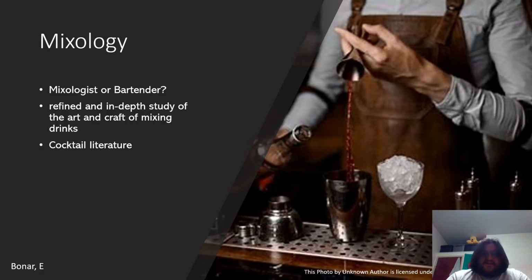So who exactly is making these drinks? Well, mixology is a refined, in-depth study of the art and craft of mixing drinks, commonly referred to as cocktail literature, with the glass being the paper and the spirits and ingredients being the pen. So a common question is, mixologist or bartender? Every mixologist is a bartender, but not every bartender is a mixologist. Bartending includes the daily tasks of cleaning the bar, sweeping the floors, cleaning the glass, cleaning the benches off, and they're only a mixologist when they need to be.